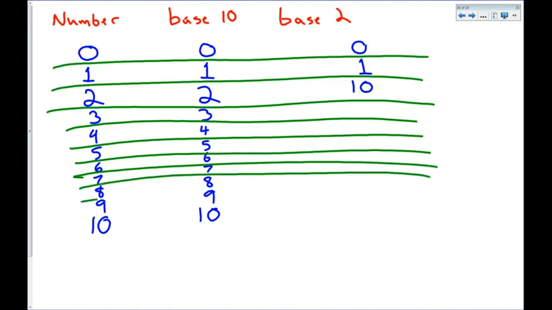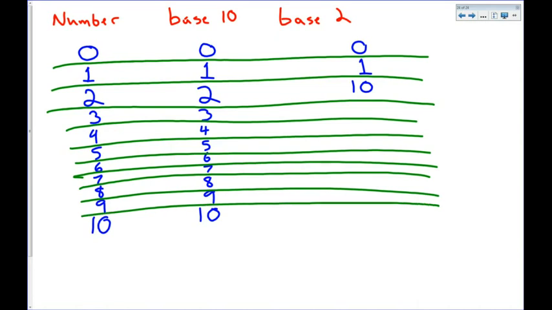Watch me draw these marvelous grid lines. This is some low tech going on here. All right, here we go.